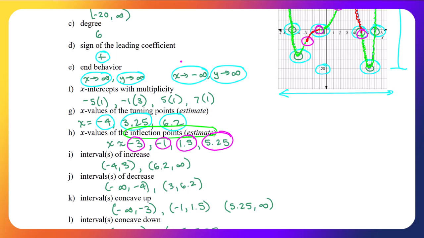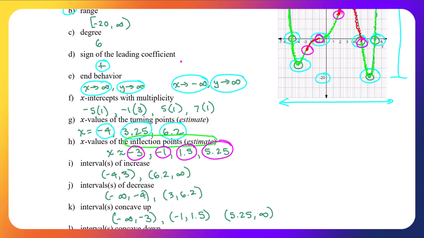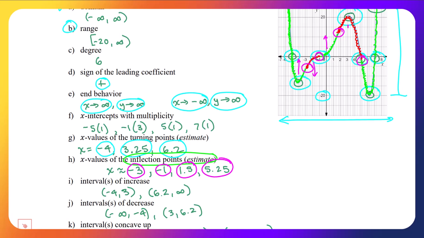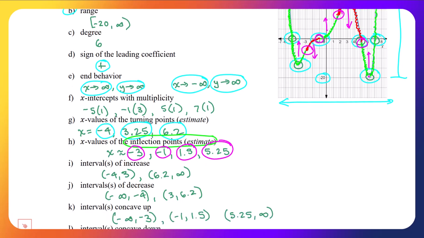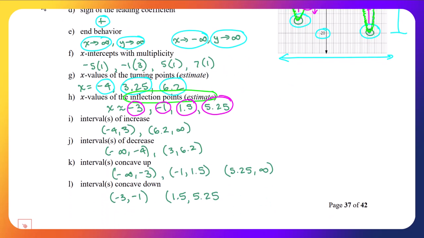So let's jump down to K and L. The concave up is where the graph is green, and I'm making left turns, and the cave is going up. Then I make right turns, and the cave is going down. That's concave down. Left turns, the cave is up. Right turns, the cave is down. Left turns, the cave is up. And so those regions are where it's concave up and concave down.